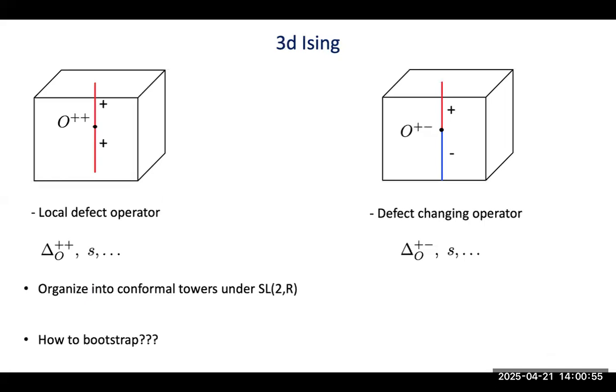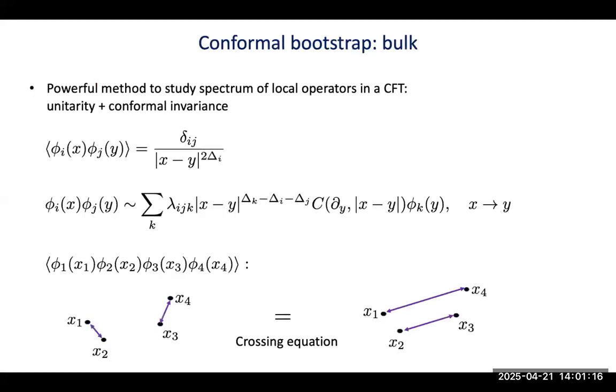Okay, so let's get back to the 3D case, right? So we have this pinning field defect, and we are interested in defects on the pinning field defect, that is the defect changing operators and their spectrum. So the question is how we want to solve this problem using bootstrap. How do we bootstrap such line defects? And actually, first let me give you a quick reminder about how bootstrap works in the bulk.